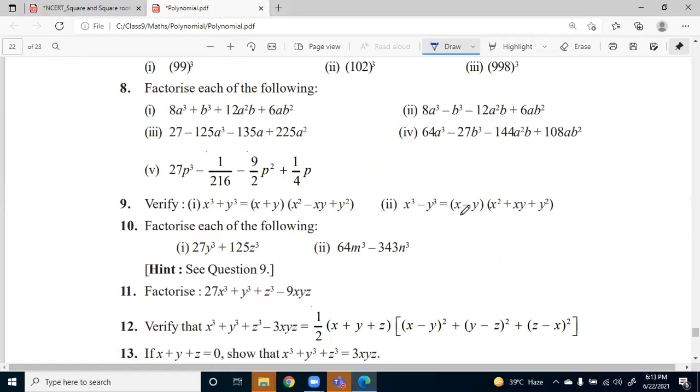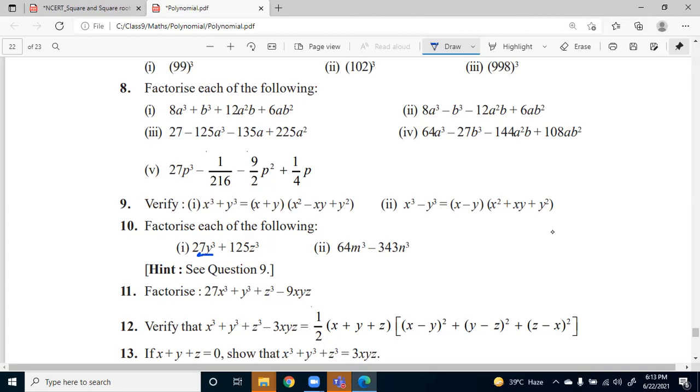You have to multiply x with the whole of this bracket and minus y with the whole of this bracket. Once you multiply and open them, they will cancel each other and you are left only with x cube minus y cube. So these are the two identities which you should remember also. Apart from verification, you should learn these two identities because that will be helping you in question number 10. Okay, so let's move to question number 10.